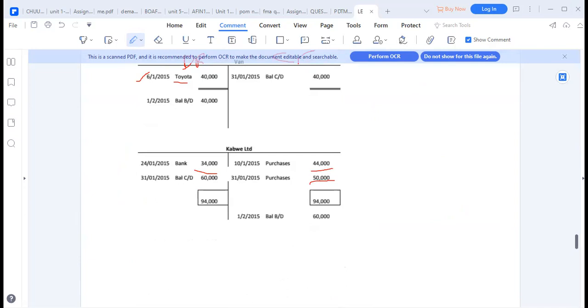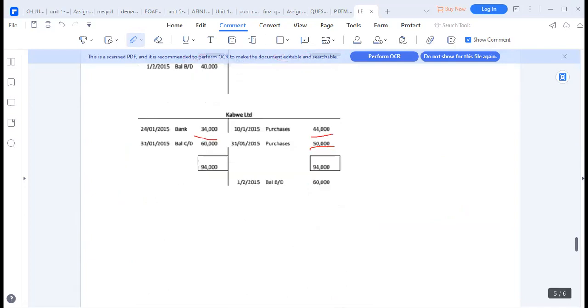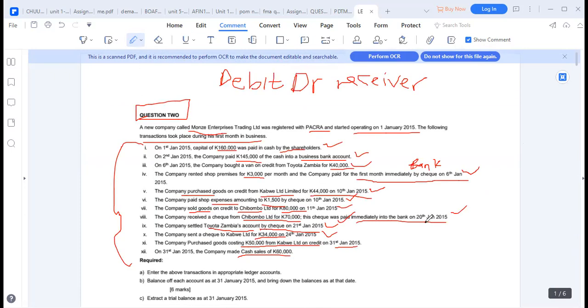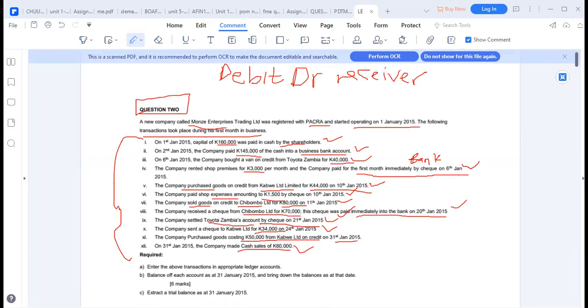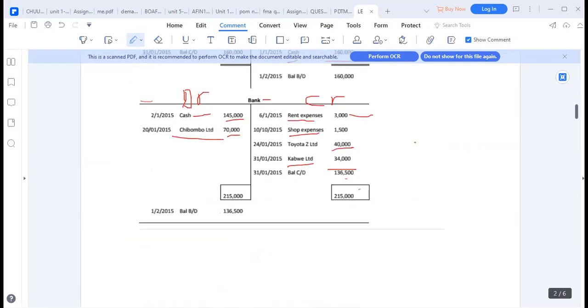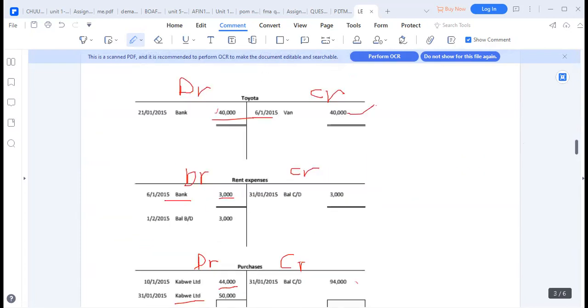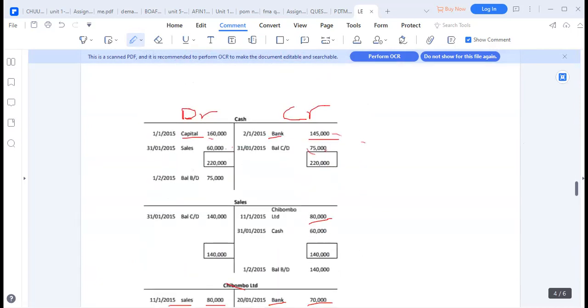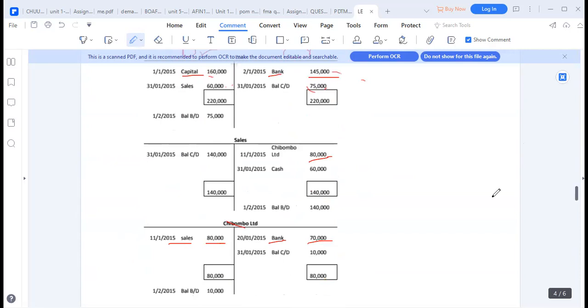All right, so we have to now continue and check out what's happening. So, okay, the company made cash sales of 60,000. So we have to go for the sales. Cash sales of 60,000. So sales of 60,000. Okay, so we had the cash sales of 60,000, which is this one.